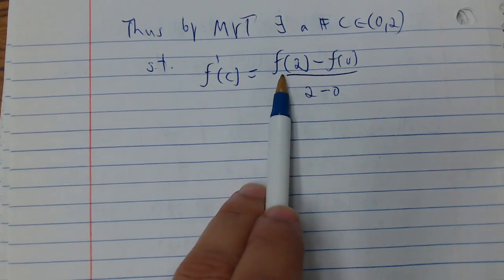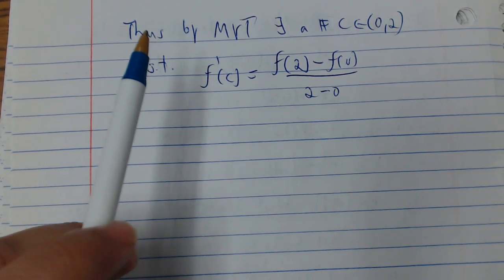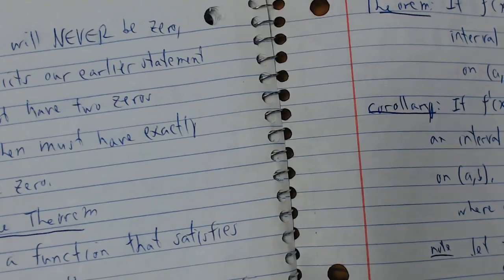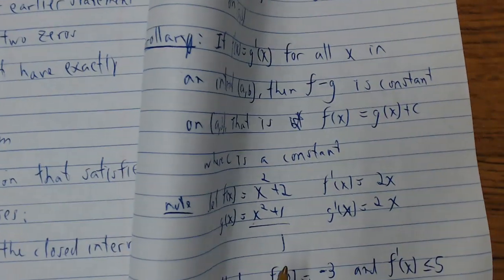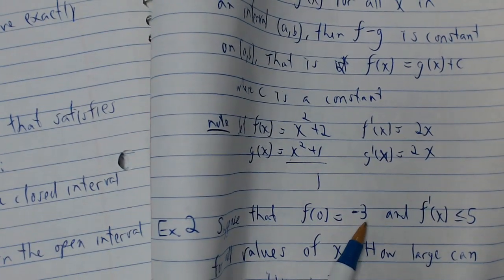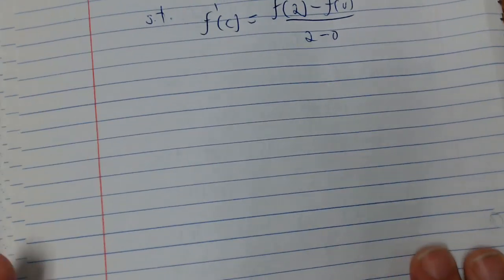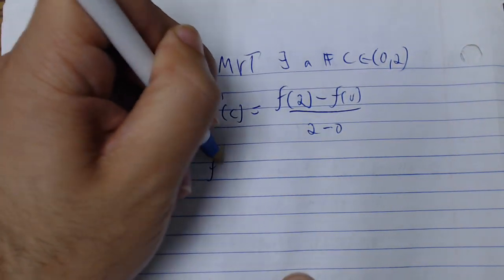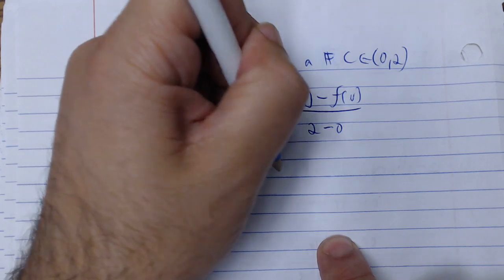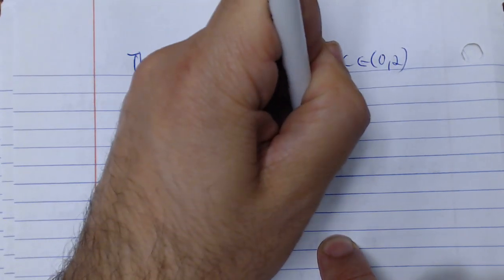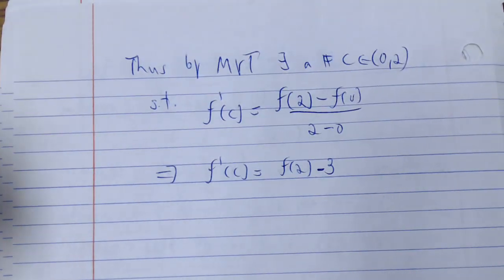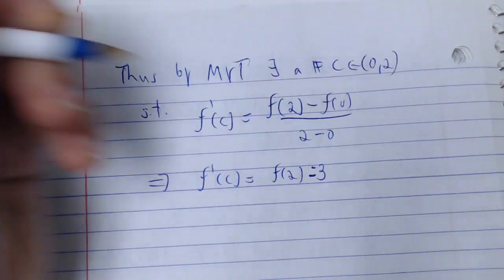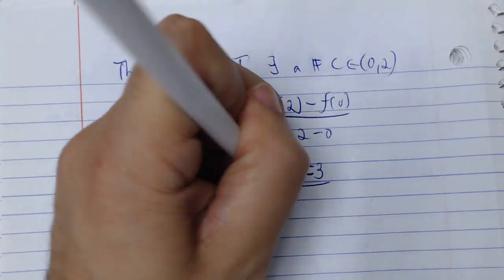What's my goal? My goal is to solve for f of 2. And what was given to us? f of 0 was given to us, wasn't it? If I look back here, f of 0 is right here, f of 0 is -3. So if I come back to this, this implies we have f prime of c equals f of 2 minus -3, sorry, not minus 3, so it's minus -3 all over 2.